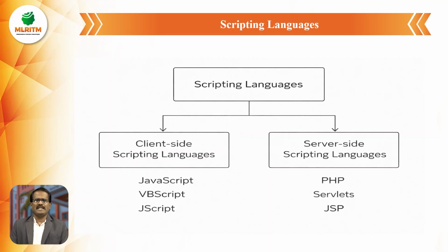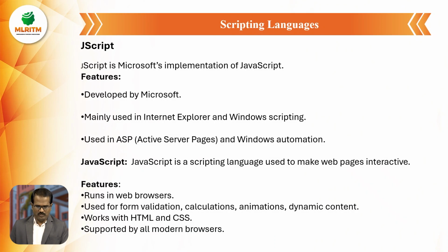So, to handle dynamic pages, that is, to handle HTTP requests and generate HTTP responses, we use server-side scripting languages. Here, our topic is client-side scripting languages, that is, JavaScript. Here, we are able to see two variations, JavaScript and JScript. There is not much difference between them. Both are the same. But JScript was developed by the Microsoft company, which can be used for the Internet Explorer browser and Windows scripting. JScript is also used in ASP, Active Server Pages, and Windows automation, which were developed by the Microsoft company.